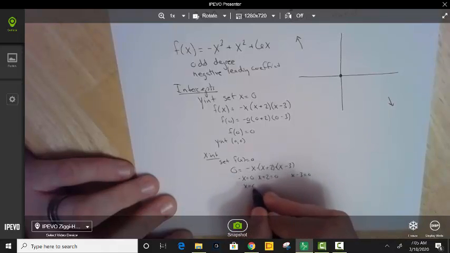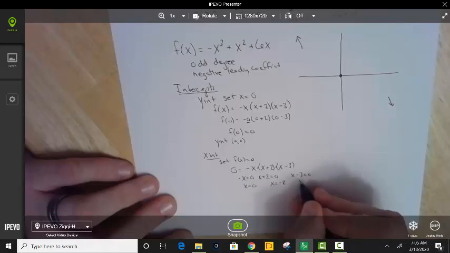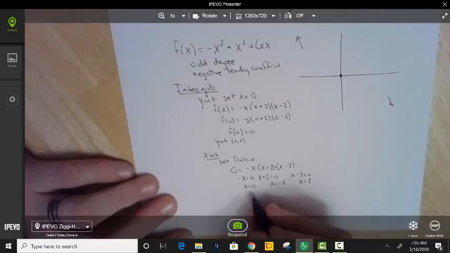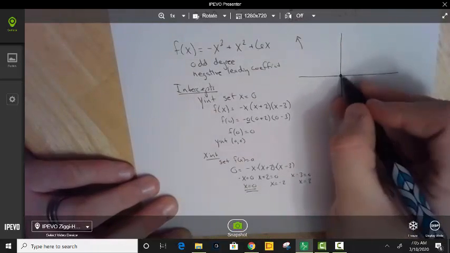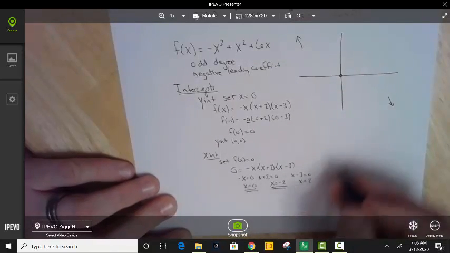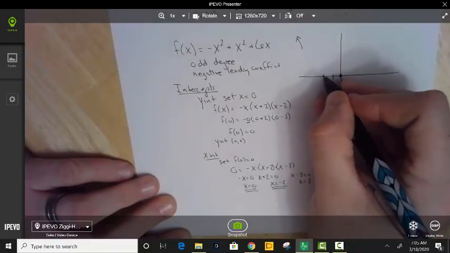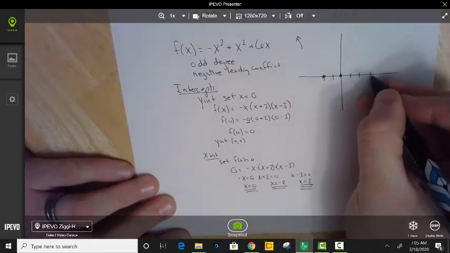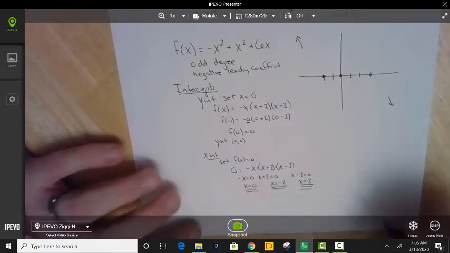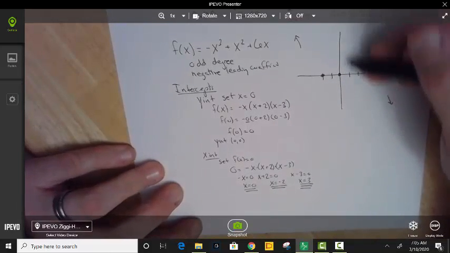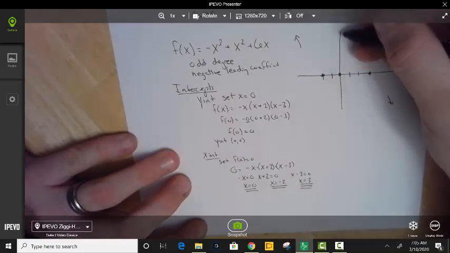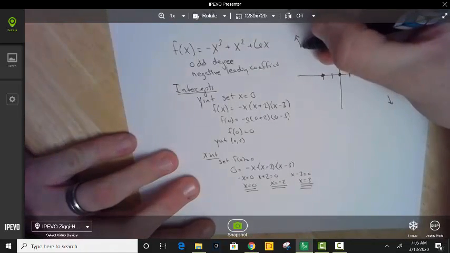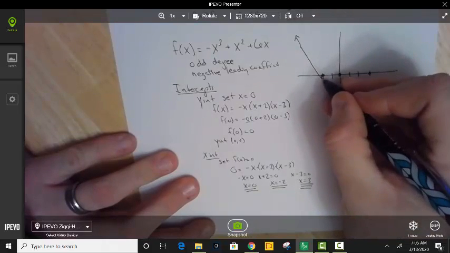And we get x is 0, x is negative 2, x is 3. We knew it would cross the x-axis at 0, but this is now telling us it crosses the x-axis at negative 2, and it crosses the x-axis at positive 3. Now we don't have any detailed information for our y-axis. That's where we bring in a little bit more of a calculus based approach if we wanted to actually get a detailed picture.